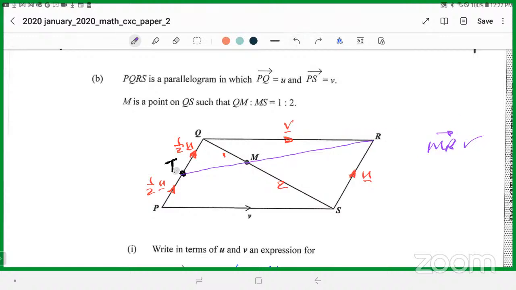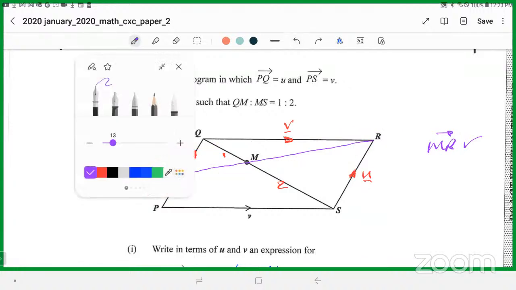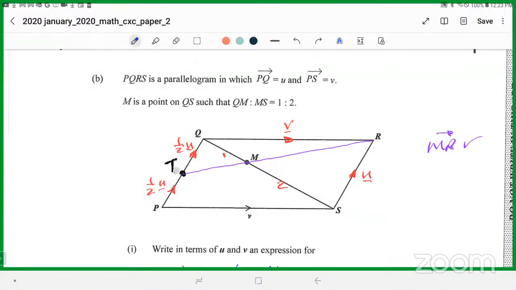I have to use another vector now with the T in it, so I'm going to use a TM vector or the TR vector. Look at the diagram. Which one is easier to find? T to M or T to R? Yeah, TR is easier to find, because you can clearly see to go from T to R, I just come up here first with a half U and then go across with a V. Good? So we're going to use the TR clearly.